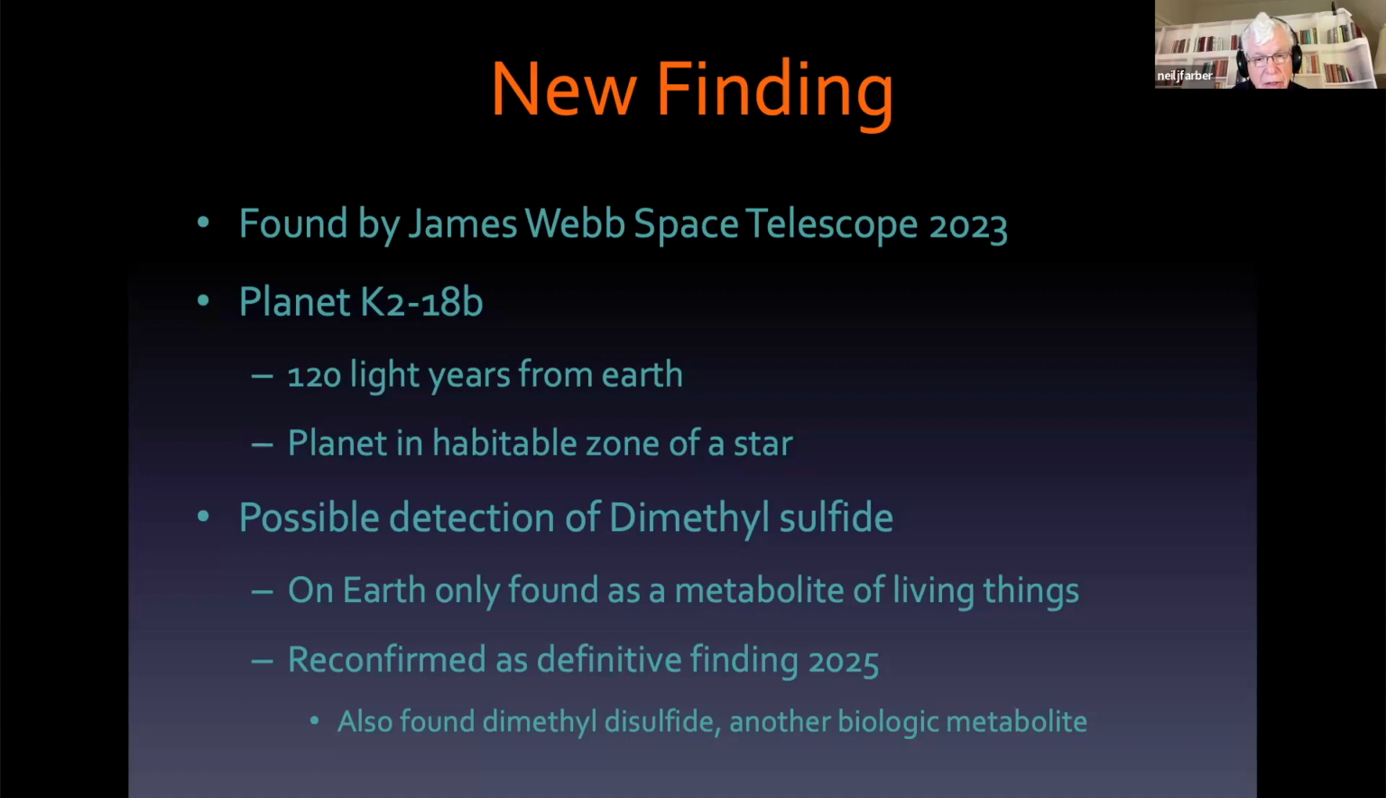We know from looking at the planet through James Webb with spectroscopy. And early on, it found the possible detection of dimethyl sulfide. Now, if you look at dimethyl sulfide on Earth, it's found only as a metabolite of living things. For example, marine algae, certain plankton that feed on dead fish, those kinds of things. And it gives the kind of fishy smell at the ocean.